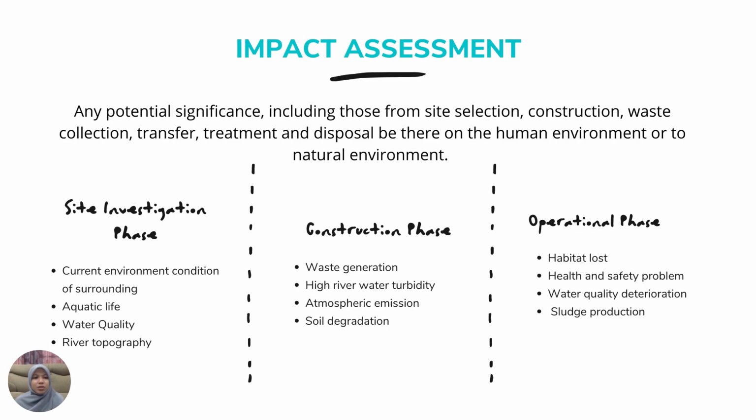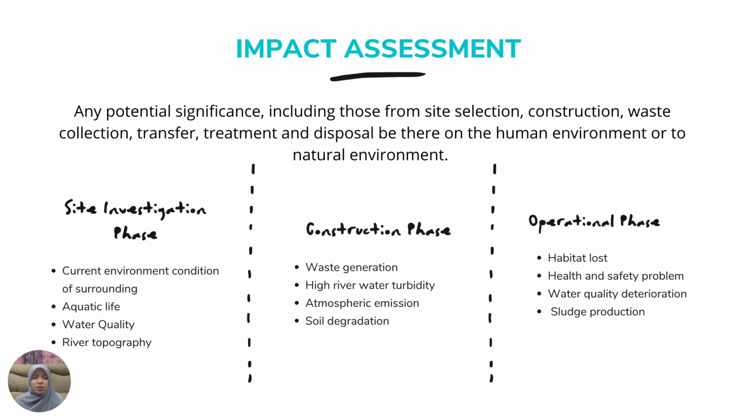So, there are three phases, which are the site investigation phase, or we call it the pre-construction phase, the construction phase, and the operational phase. The site investigation phase covers the current environment and condition of the surroundings. So, examples of the impact during this phase are aquatic life, water quality, and river topography.